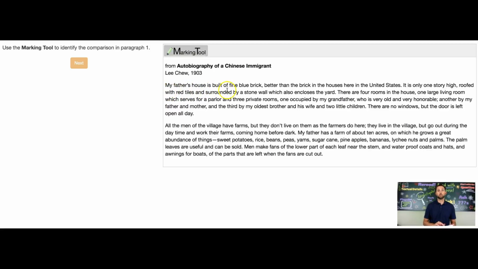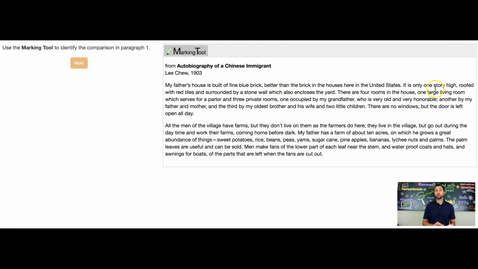My father's house is built of fine blue brick, better than the brick in the houses here in the United States. I immediately can stop and say this is the comparison. I'm going to read one more sentence just in case to see if it goes on, but I know that this is a comparison. I'll come back and tell you why.